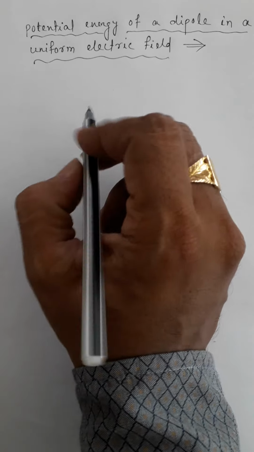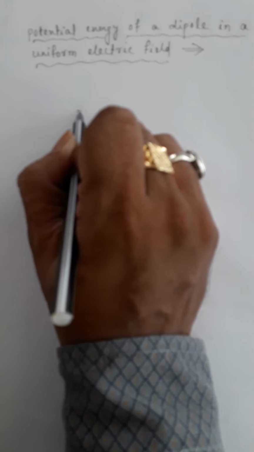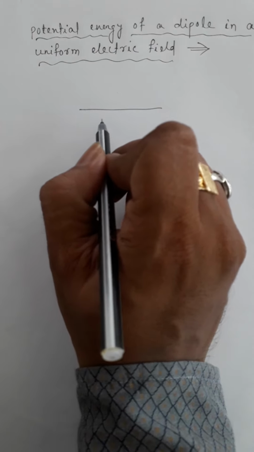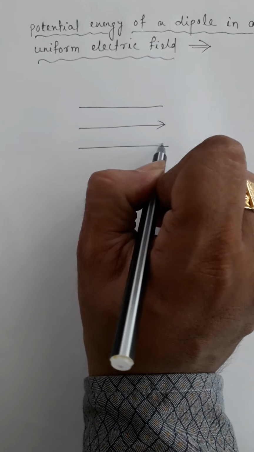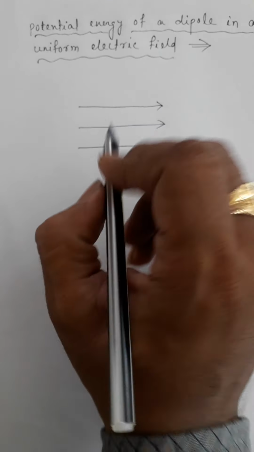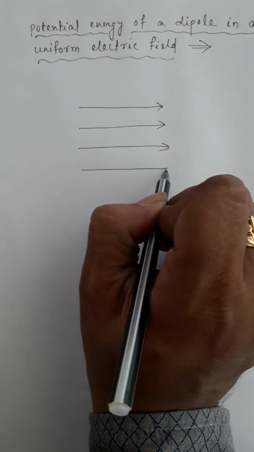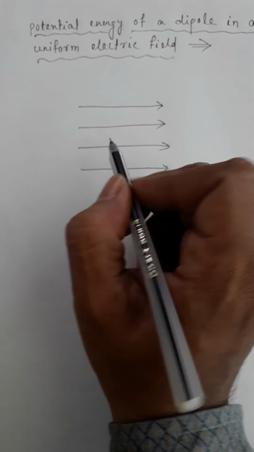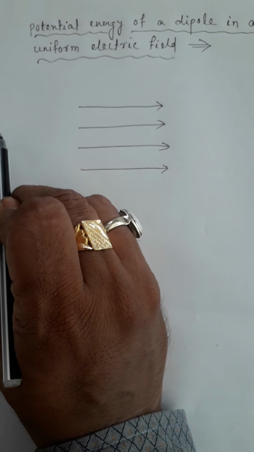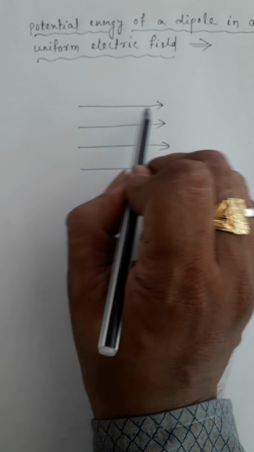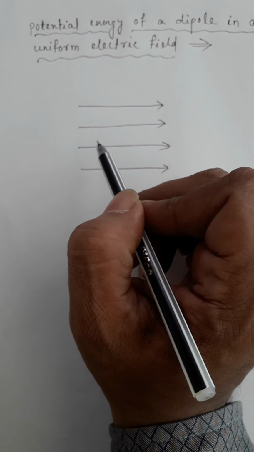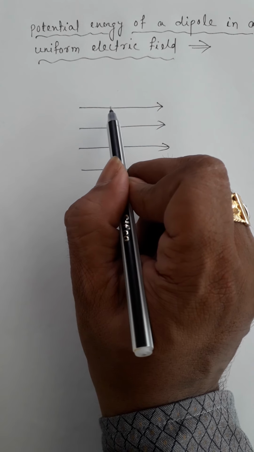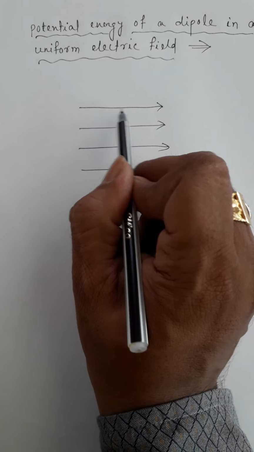So let's take a uniform electric field. Suppose here the parallel lines indicate equispaced field lines. They are equispaced. It indicates that the source is somewhere, and these are the field lines, and this is the uniform electric field. The electric field is the same everywhere.